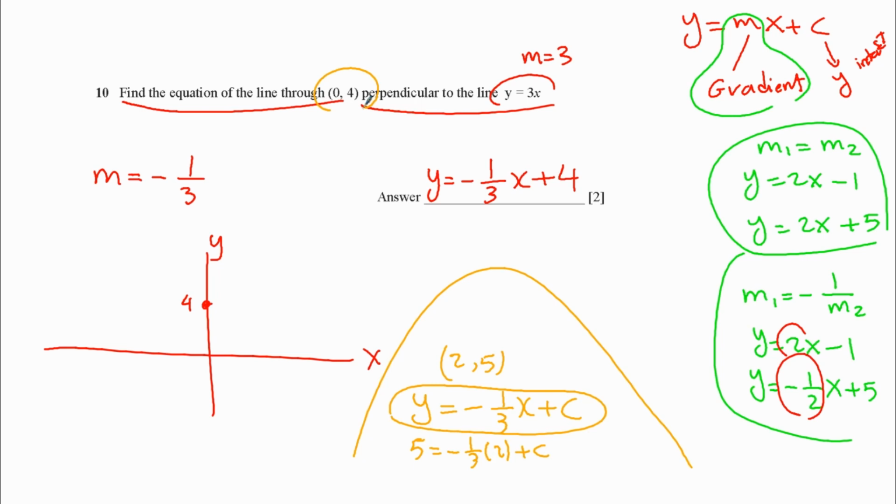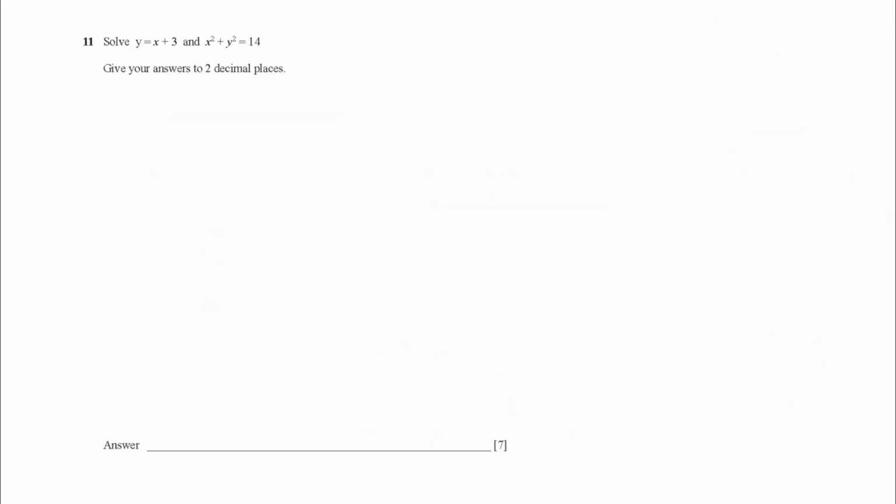Now, going to the next problem. This problem has 7 marks, and again it is a simultaneous equation. So y equals x plus 3 and x squared plus y squared equals 14. Give your answers to 2 decimal places. So if I just write this in here, y equals x plus 3 and x squared plus y squared equals 14.